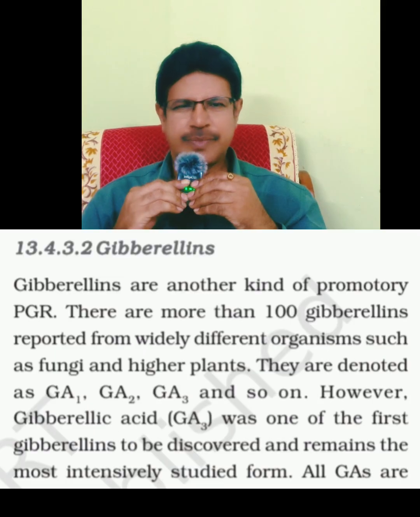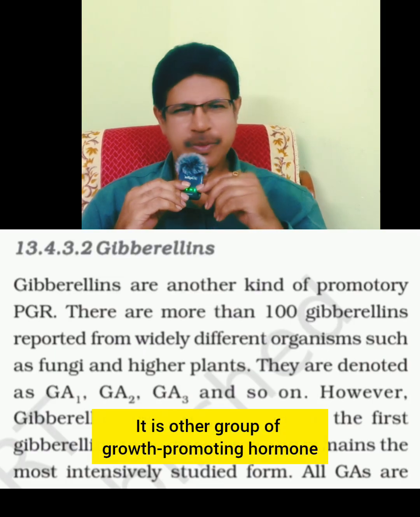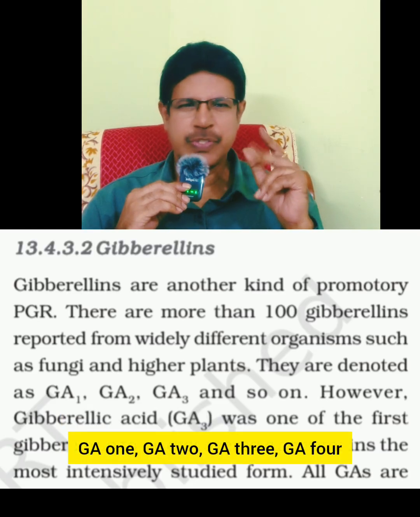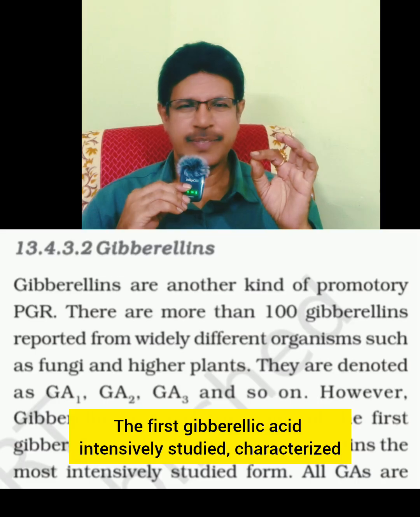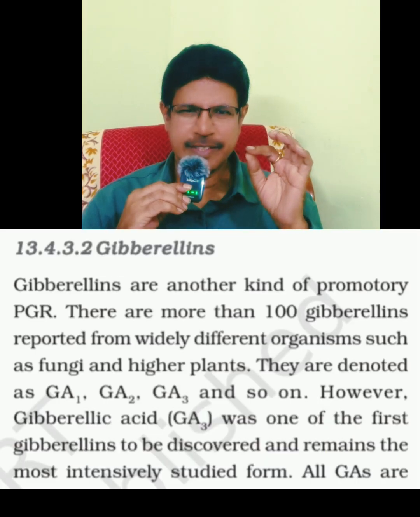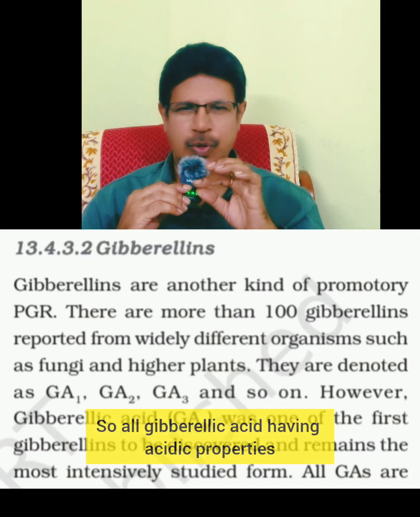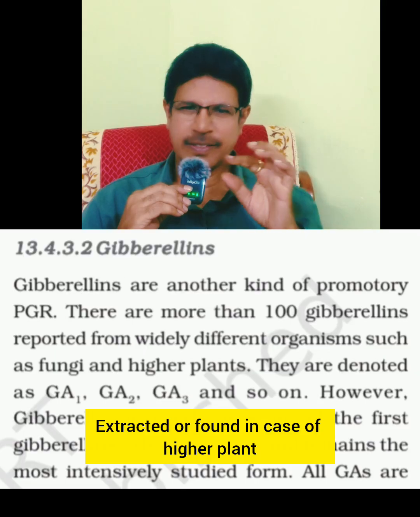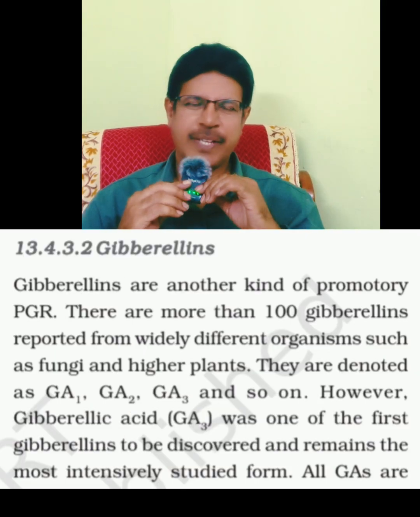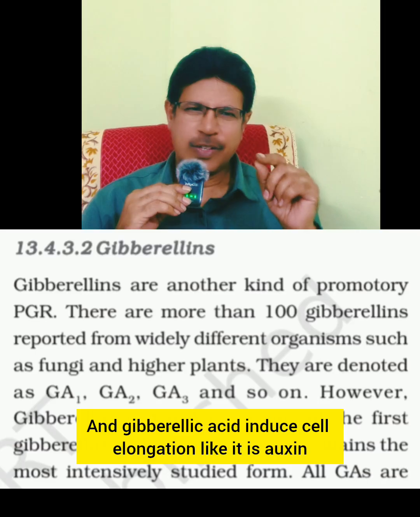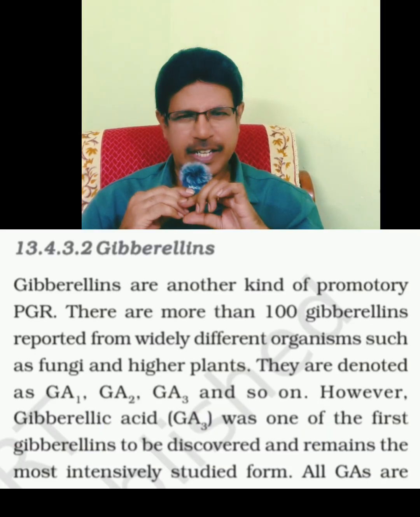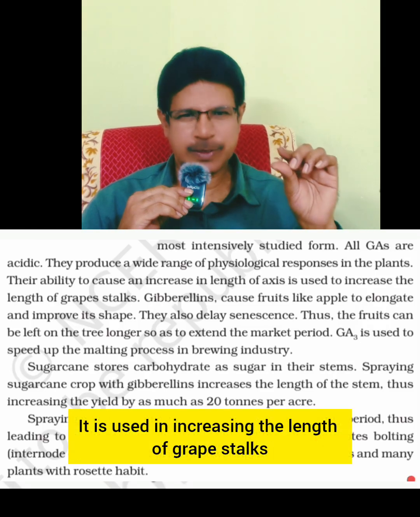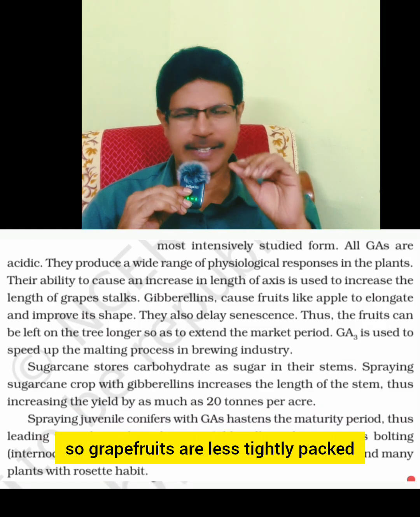Next, gibberellic acid. It is another group of growth promoting hormones. More than 100 gibberellic acids have been discovered: GA1, GA2, GA3, GA4. The first gibberellic acid intensively studied and characterized was GA3. All gibberellic acids have acidic properties. They are found in higher plants as well as fungi. Gibberellic acid induces cell elongation, like auxin, and helps in elongation of the axis. It is used in increasing the length of grape stalks, so grapes are less tightly packed.